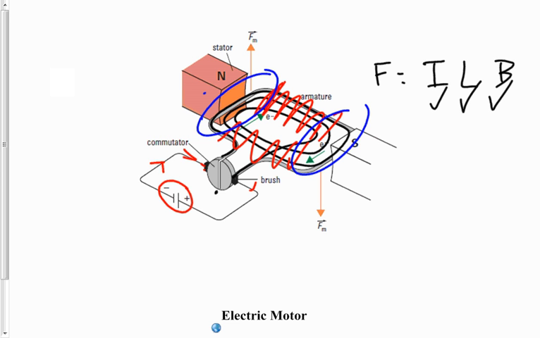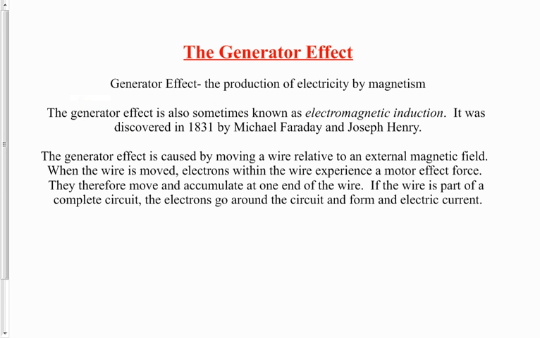What's the opposite of a motor? A generator, right? A generator is the opposite of an electric motor. If electricity can produce magnetism, then why can't magnetism produce electricity? It can. Now, it's not quite as simple as electricity producing magnetism, because there's no conditions on that. If you have an electric current, it will produce magnetism every single time. If you have a magnetic field, it will not produce electricity every single time. There's conditions that are attached to that.